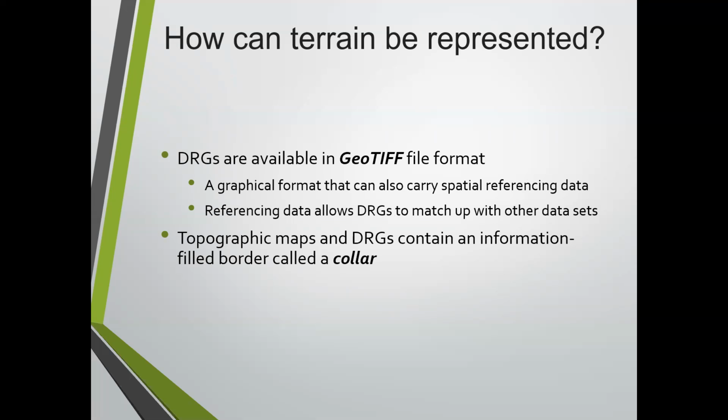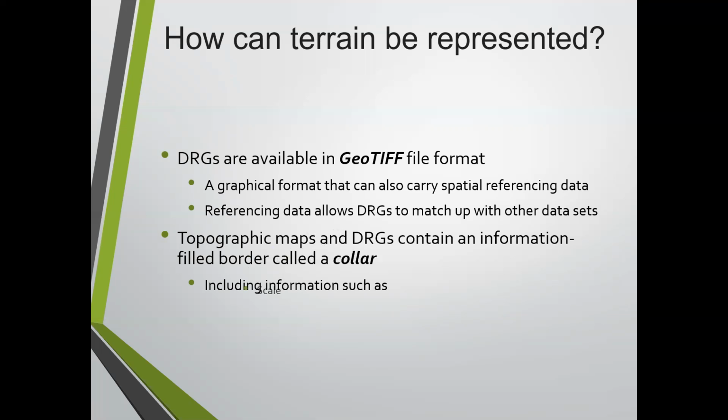So topographic maps and also the DRGs contain additional information associated with the map. Now in GIS, we call that data about data, or metadata. Basically you have a border on your paper map and actually on your DRGs as well. It's called a collar, and that collar has all of your information.